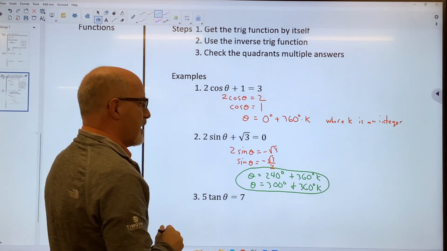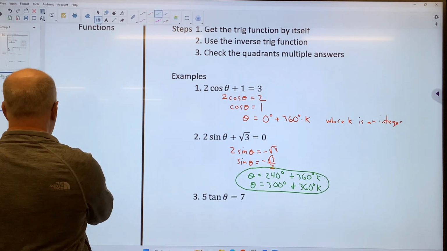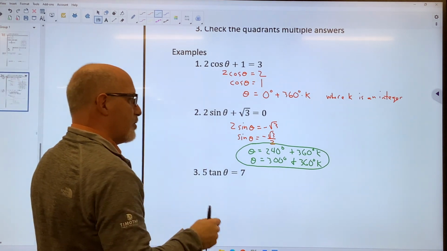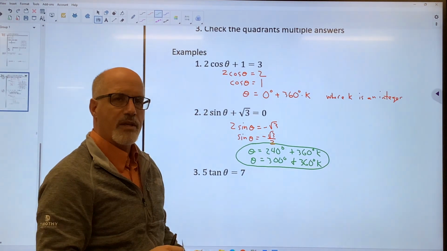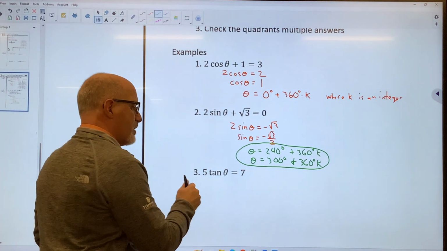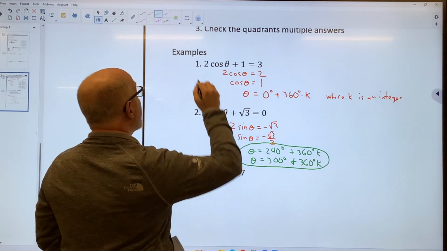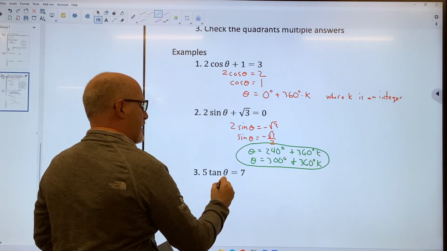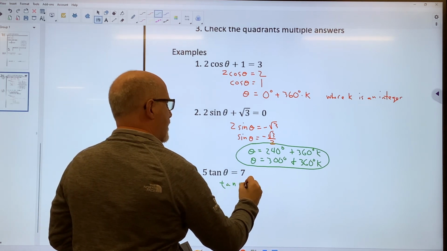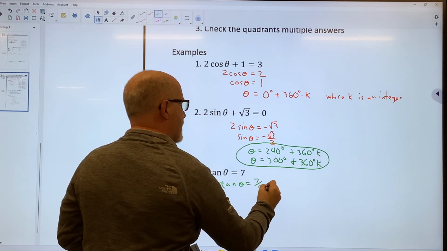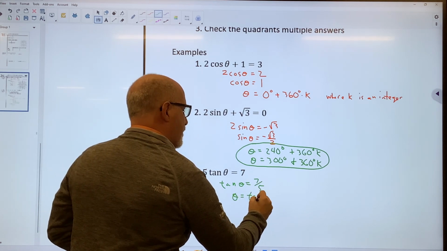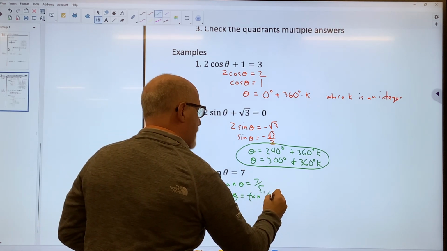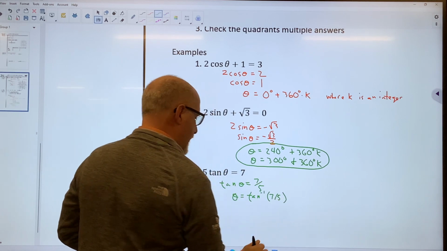All right, let's do this last one here. And again, sometimes you'll use your calculator, sometimes you use the unit circle. This one I'm going to use the calculator for. So for this one, I'm going to go ahead and divide by 5 on both sides. So I get tangent of theta equal to 7/5. Now I'm going to do the inverse tangent of both sides. Now remember that inverse tangent on my calculator will only give me one answer.